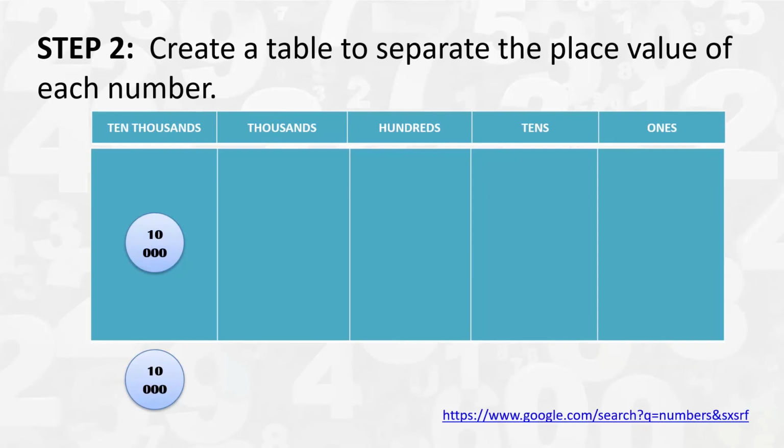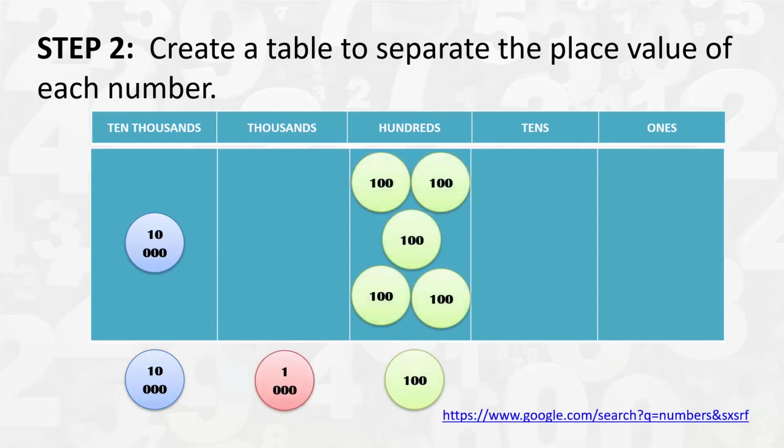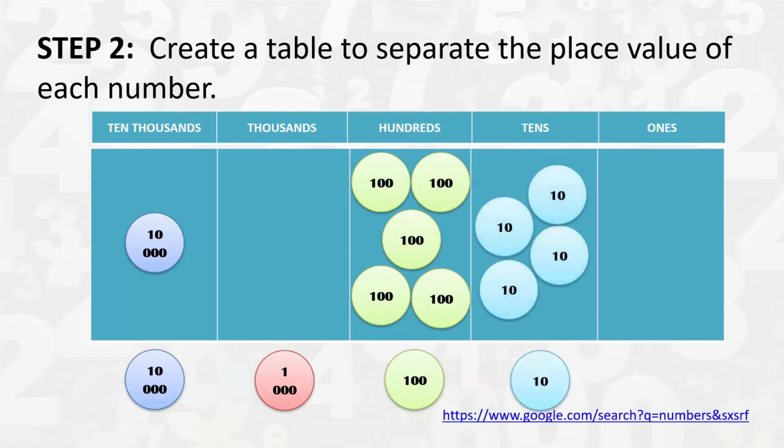How many ten thousands do we have? Correct, we have 1 ten thousand. How many hundreds do we have? Very good, we have 5 hundreds. How many tens do we have? Alright, we have 4 tens. How many ones do we have? Excellent, we have 2 ones.